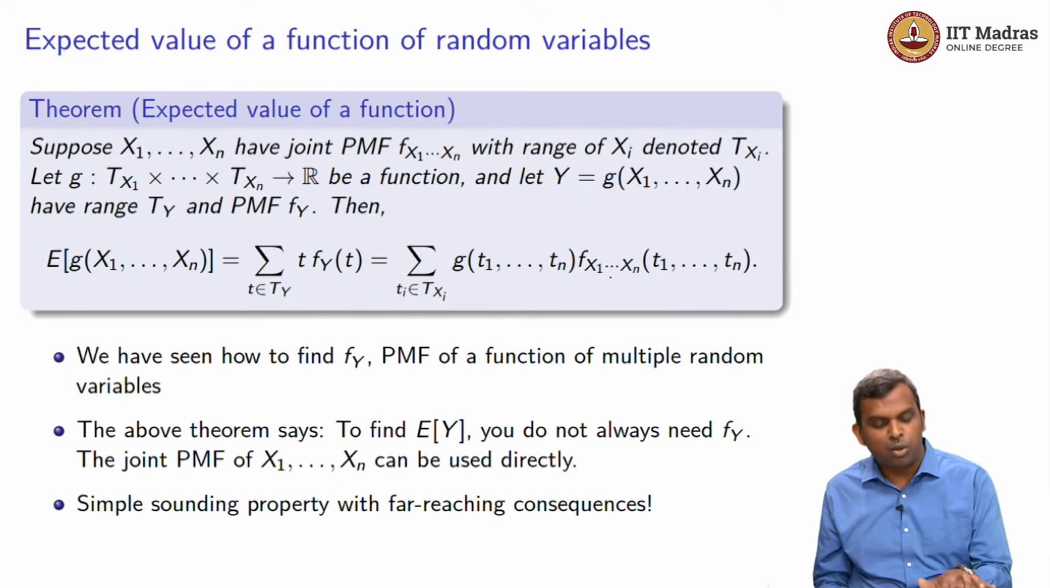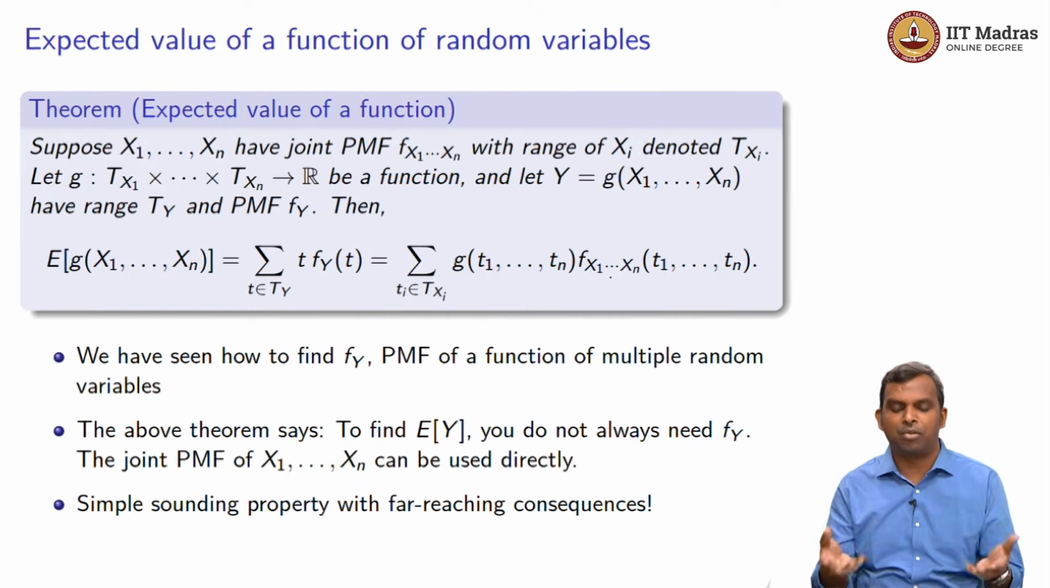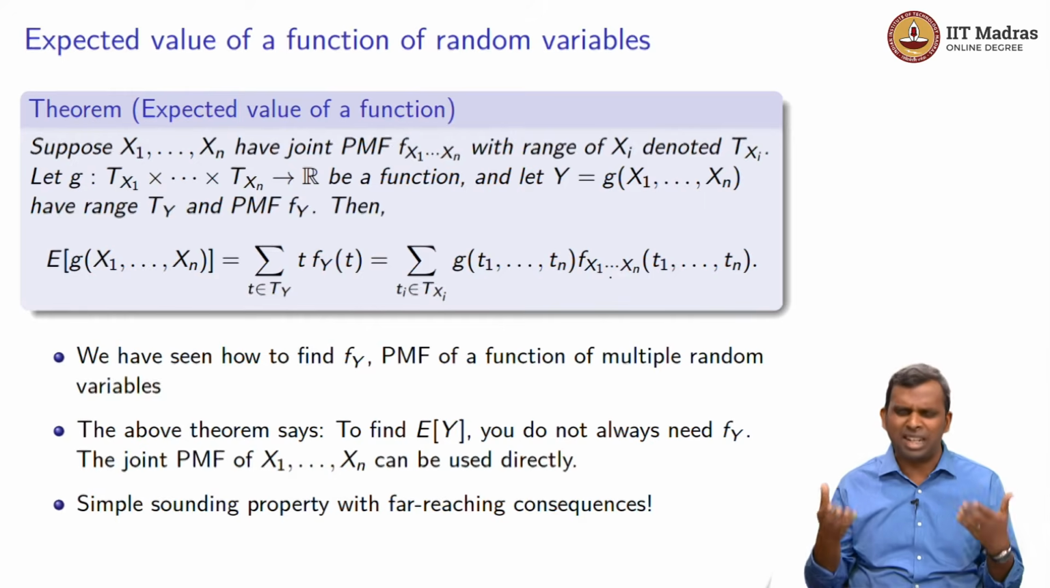You have the expected value of a function of several random variables. How do you compute it? You simply add up, over all the possible values that the random variables take, that function times the joint PMF of all those random variables. So simple enough. In this course, we'll simply take this as the definition.